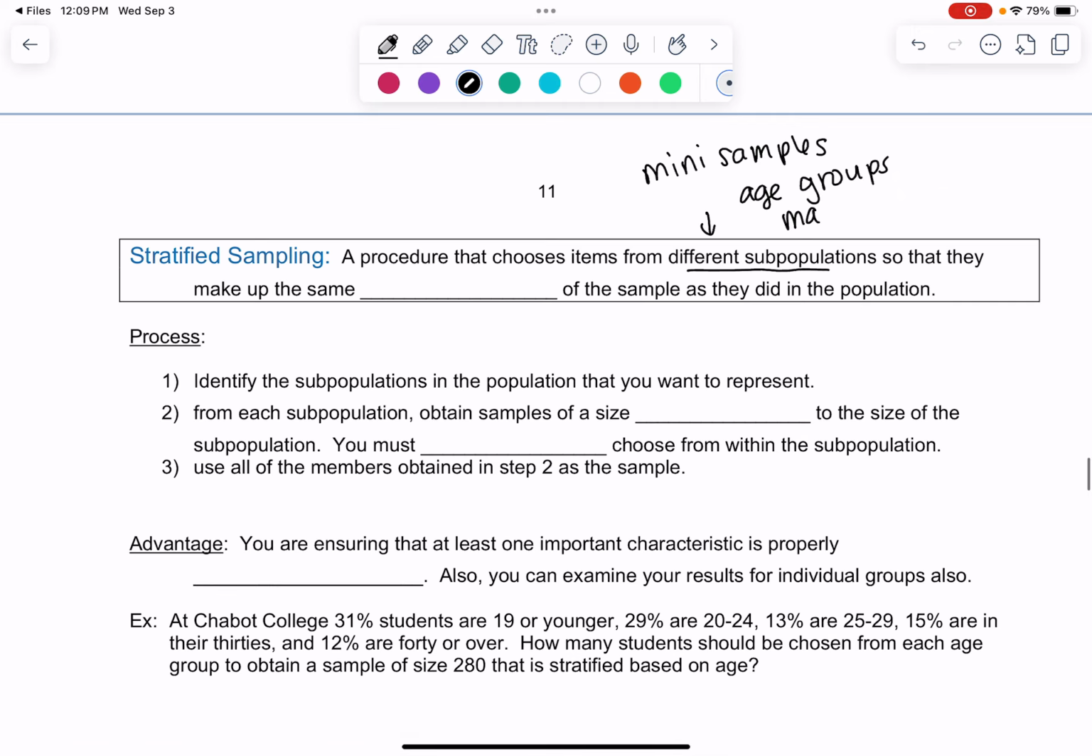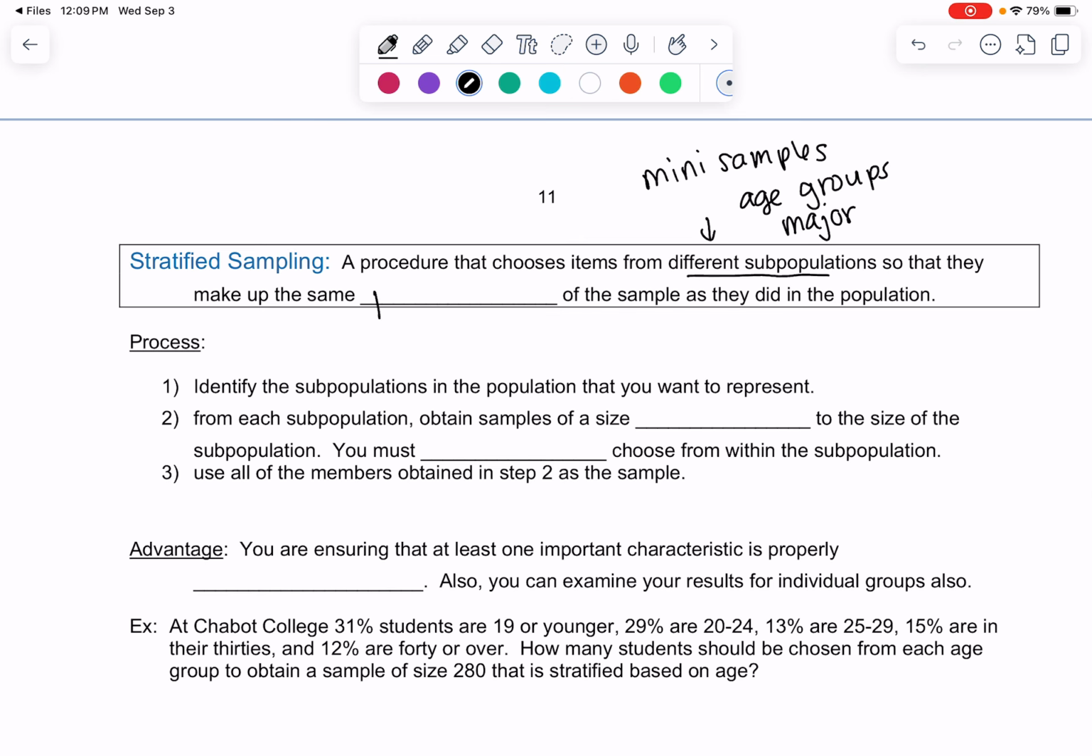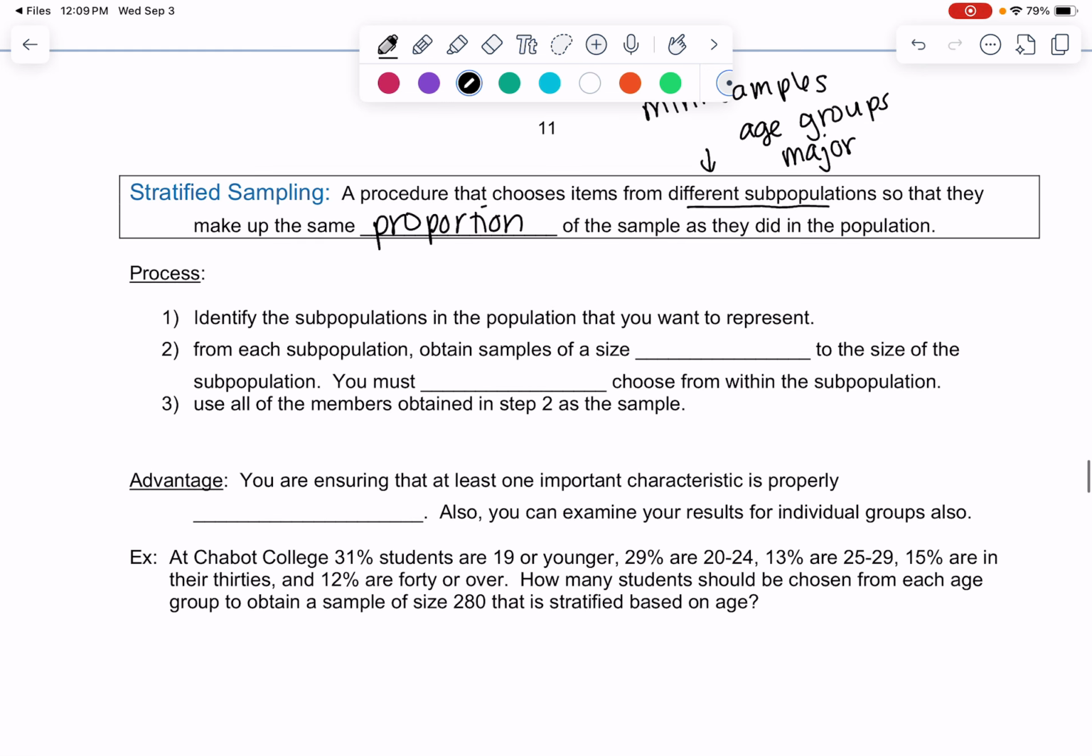Or maybe I want to find students on major. So I would divide you guys by major. So like little subpopulations, we'd have mini samples based on different majors. Hold on till the example and I think it should clarify. But we choose them so that they make up the same proportion as they do in the population. So first we have to identify what our important subpopulations are. And then from each subpopulation, we will get a size proportional. So again, just wait for the example. I think it clarifies it all.